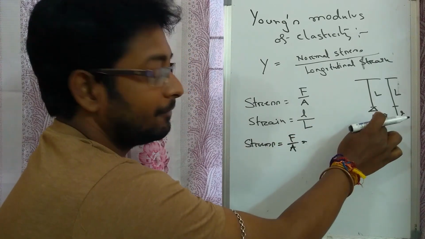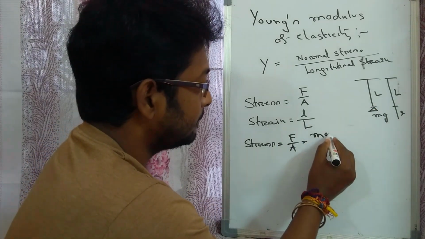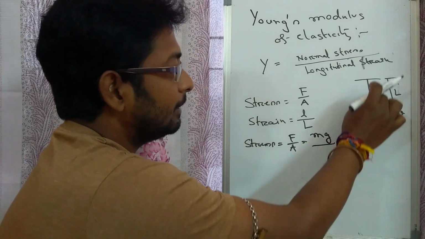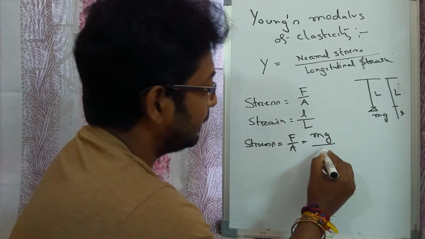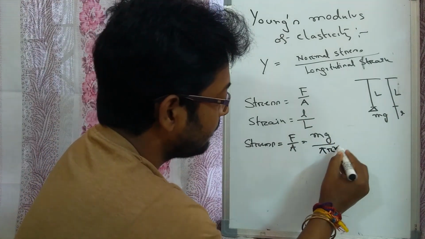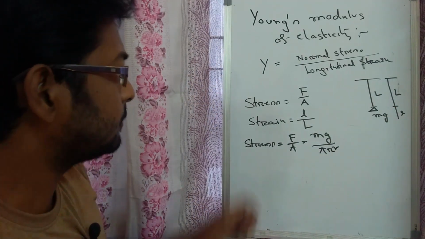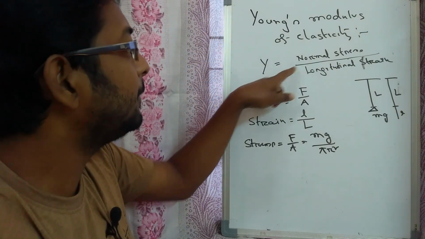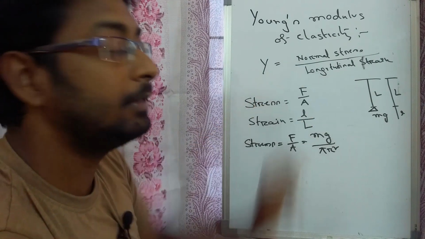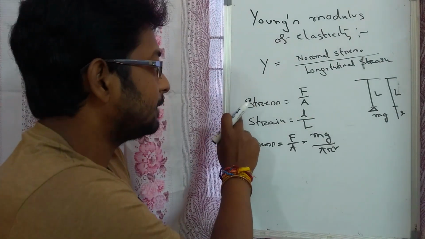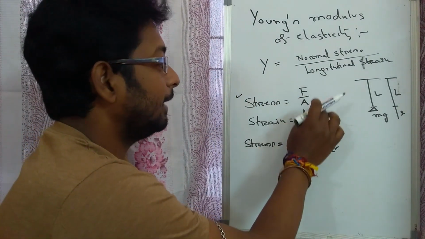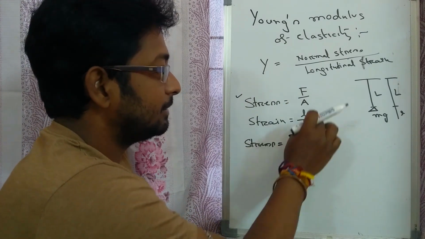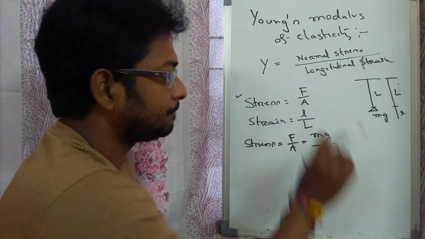What is F? F is that mass mg, and what is the area? If I take a rod, then the area is pi r square. Understood? So what is Young's modulus? Young's modulus is the ratio between the normal stress and the longitudinal strain. Stress we already know is force per area. Strain is the change in length by original length.